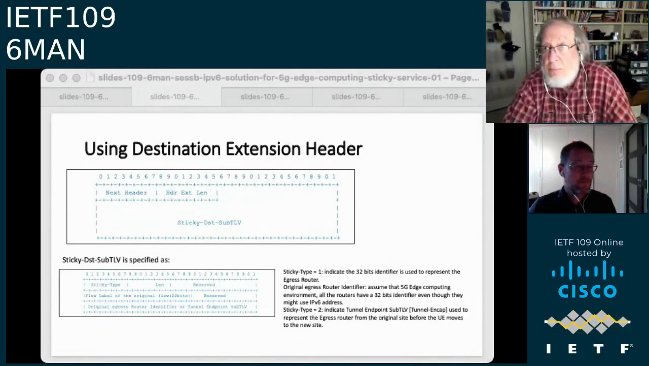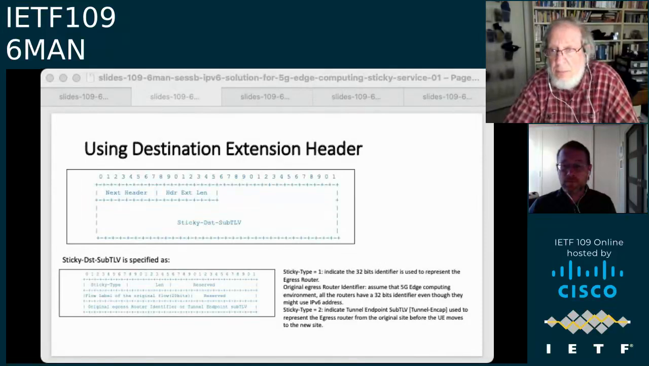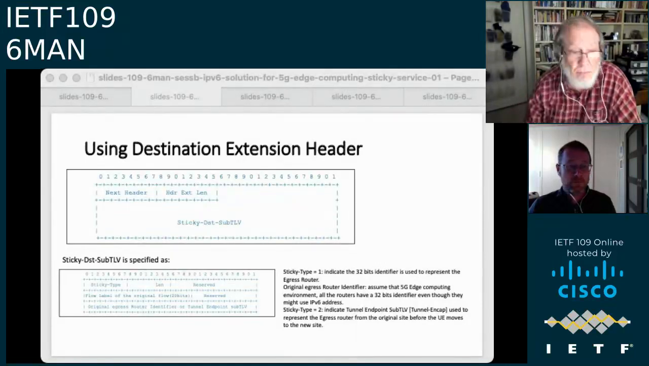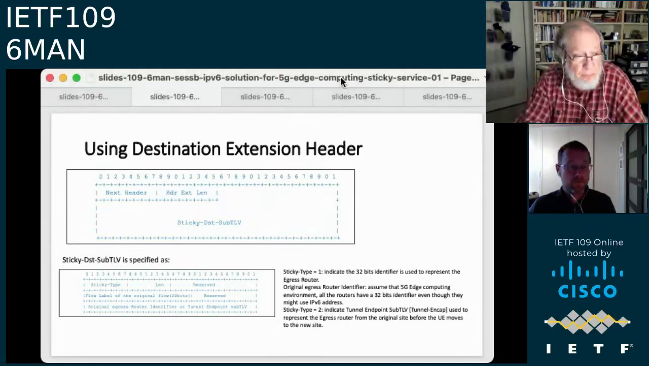We assume that within some environments, the local data network is managed by one provider. They can use a shorter identifier to represent the egress router. If that's not the case, say in a heterogeneous environment, you have to use the actual address. Then the sticky type can be set to 2. With that, you will use the tunnel endpoint sub-TLV, which is defined by the tunnel encap draft, to represent the egress router. And we put the sticky destination sub-TLV in the destination extension header.